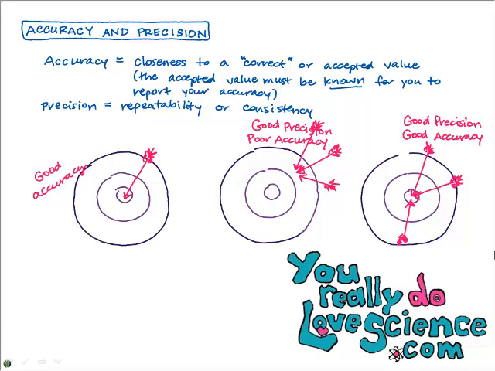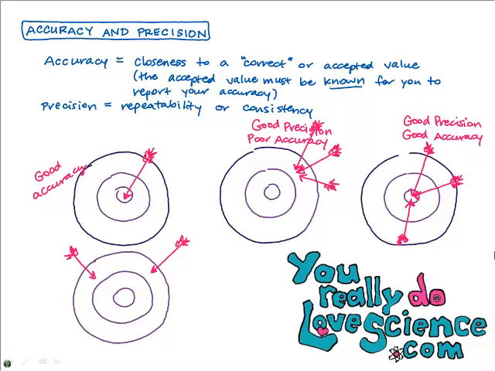Let's draw one with poor precision. Here's one dart, here's another dart, and here's another dart. So this is poor precision, and this is also poor accuracy. You never really hit the bullseye.